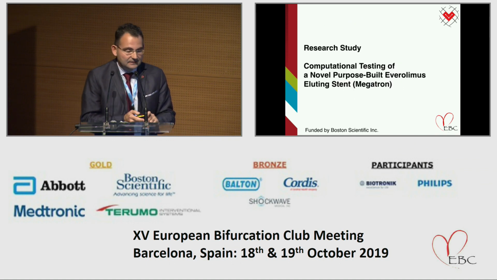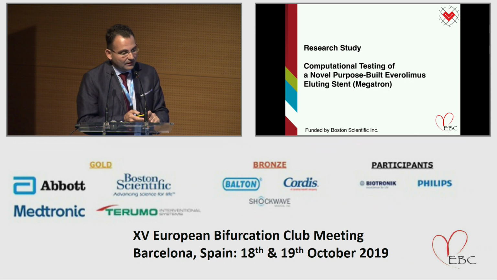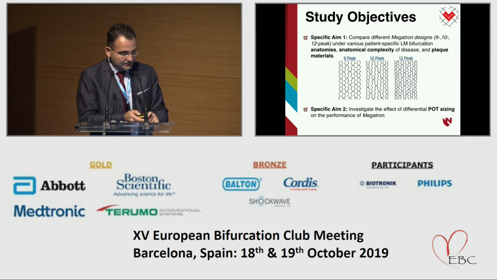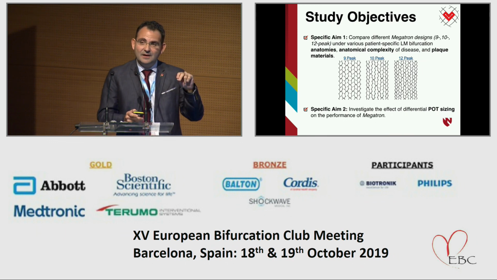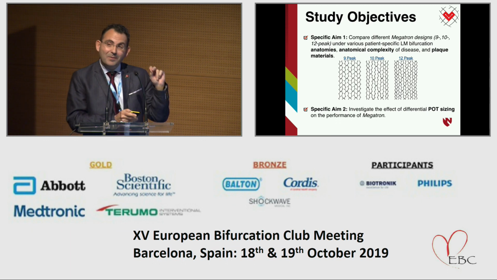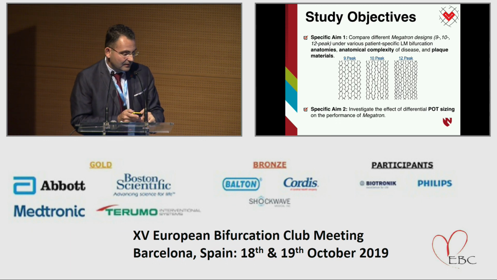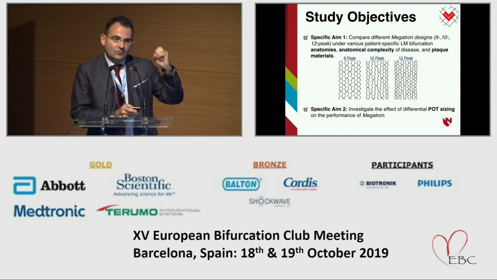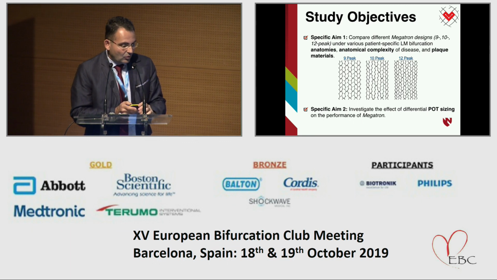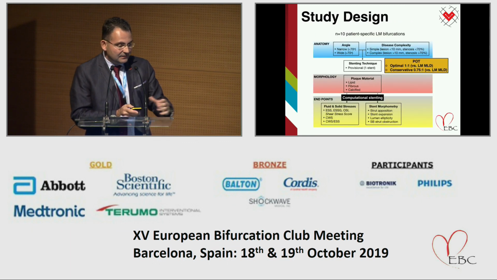So the study is computational testing of a novel purpose-built everolimus eluting stent, the Megatron. The aim 1 of the study is that we compare 3 different designs of the Megatron. In the market right now is the 12 peak, but we also have the 9 and 10 peak. And we compare all those 3 designs in terms of how they perform in different patient-specific left main bifurcation anatomies, anatomical complexity of disease, and plaque materials. And then aim 2 is we investigate the effect of differential POT, more aggressive, more conservative, I'll explain, on the performance of Megatron. So that's the study design.